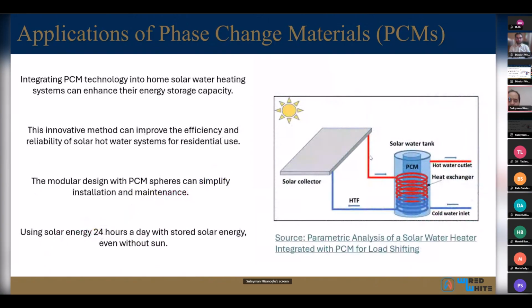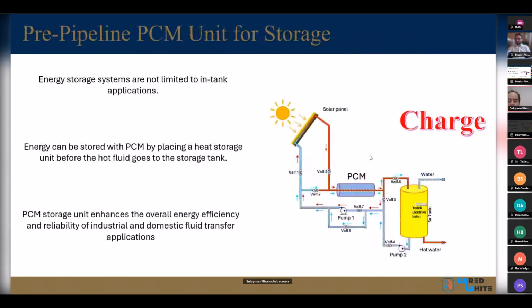Phase change material integration is also possible in residential solar hot water systems. A PCM tank placed on top of the cylindrical water tank for energy storage. Alternatively, a spherical container filled with PCM. Energy storage systems are not limited to tank application.